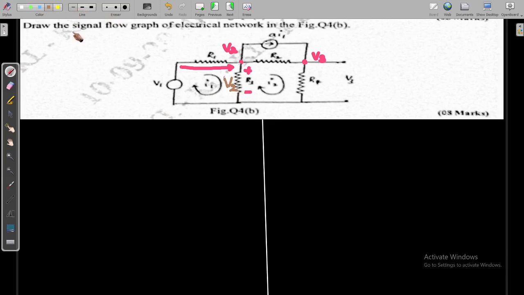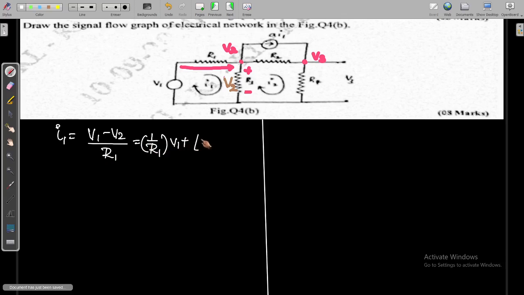Now we will write the first branch current. I1 is equal to V1 minus V2 whole divided by R1. Let us separate that, because whenever you separate, you will get a clear idea. That is 1 by R1 into V1 plus minus 1 by R1 into V2. So this is the first equation, that is the first branch current equation.